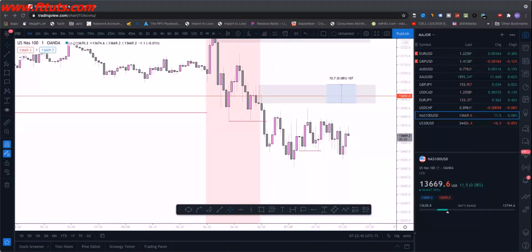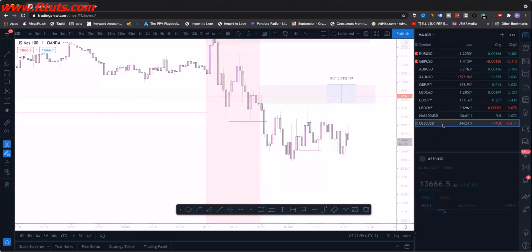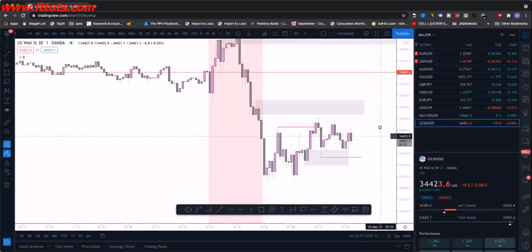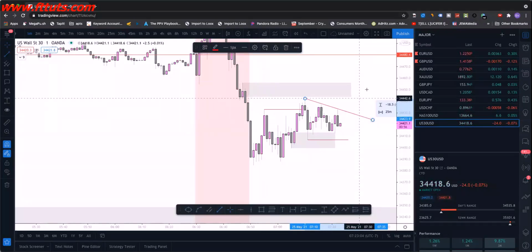I'm just placing a limit order. There. Okay, just placing a limit. Now you can see how liquidity is being built above.